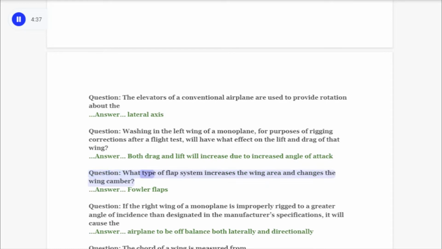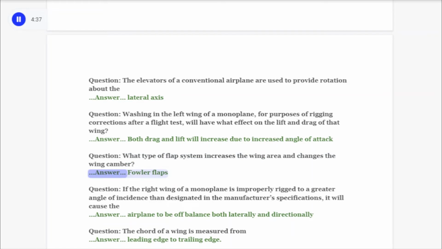Question: what type of flap system increases the wing area and changes the wing camber? Answer: Fowler flaps.